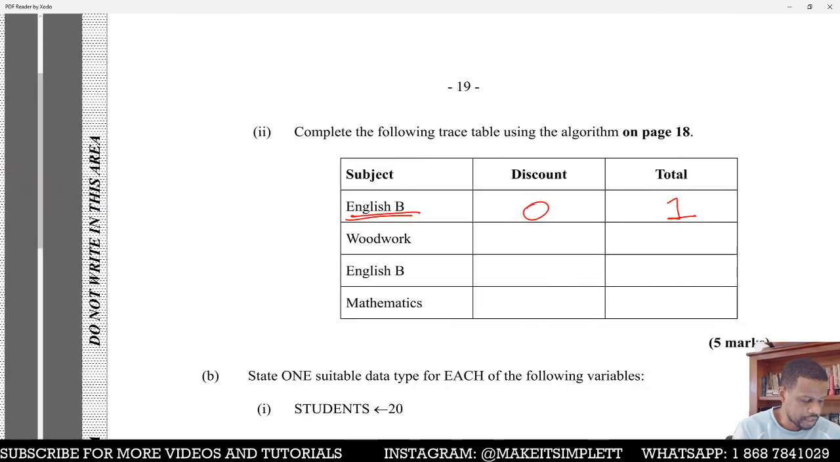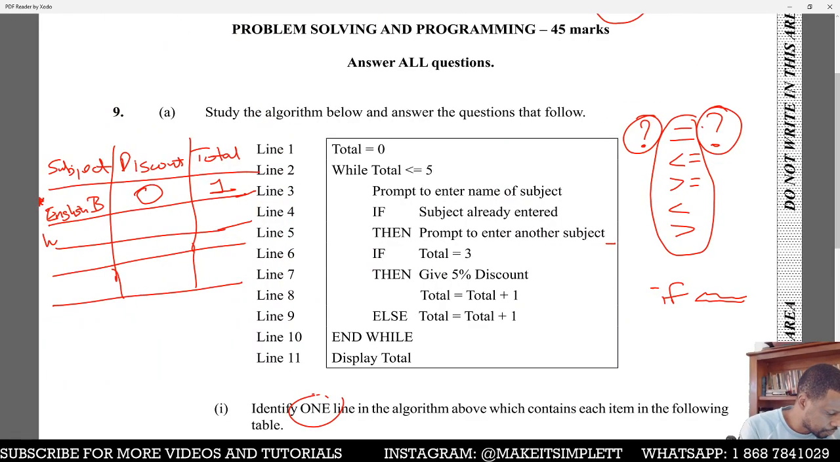All right, so now the second thing that we're going to get is woodwork. Okay, so we are inside this while loop right now, right? So we're going to enter the name of the subject. The subject that we're going to get is woodwork. Now we had asked the question, if the subject has already been entered, has woodwork been already entered? No, it hasn't. So therefore, we are not going to prompt for another subject. So this if then is dead.